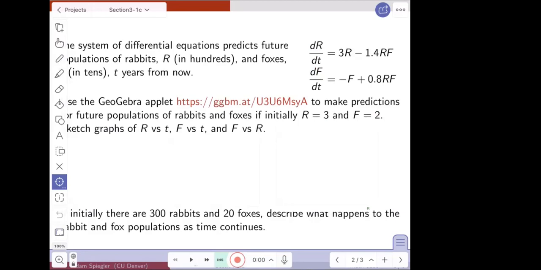In order to visualize this, now we've got three variables, R, F, and T. So this is going to look more like graphs in the XYZ three-dimensional coordinate system. This is why we're gonna use a Geogebra applet, which is going to help us with an interactive version of that. So I am gonna jump into sharing my Geogebra screen.